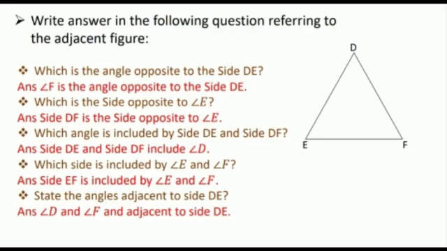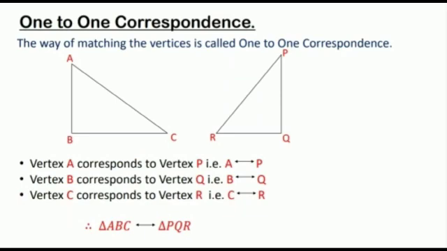Your next question, which angle is included by side DE and side DF? Side DE and side DF include angle D. Next question, which side is included by angle E and angle F? Side EF is included by angle E and angle F. Next, state the angles adjacent to side DE. Angle D and angle E are adjacent to side DE.